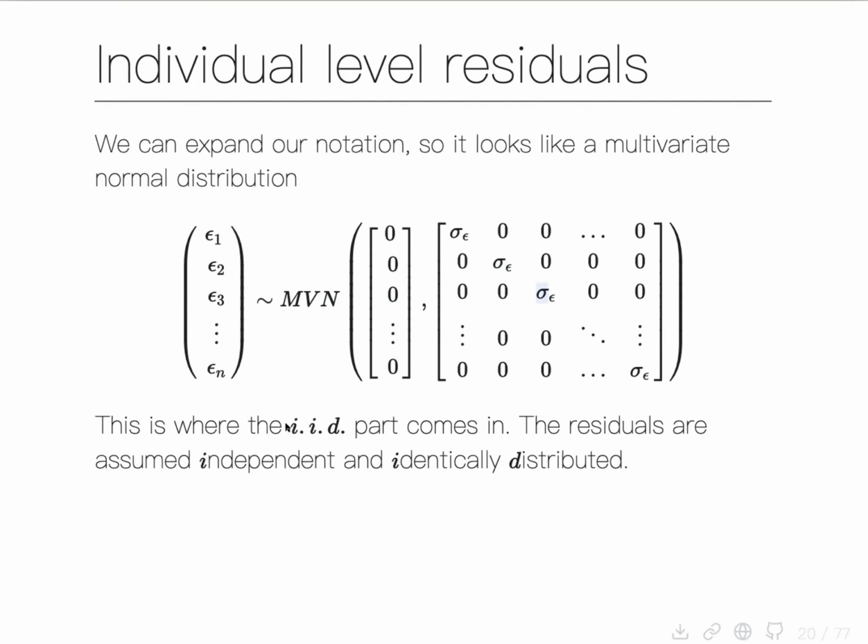So you've probably seen the IID assumption before. That stands for independent and identically distributed, okay? So that's what this is. When we're looking at this diagonal, identically distributed means we have one variance, right? They're identical in their distribution. That's the assumption. And then they're independent because all of these off diagonals are 0. So one row of the data set has a residual, and that residual is independent of all other residuals, okay?